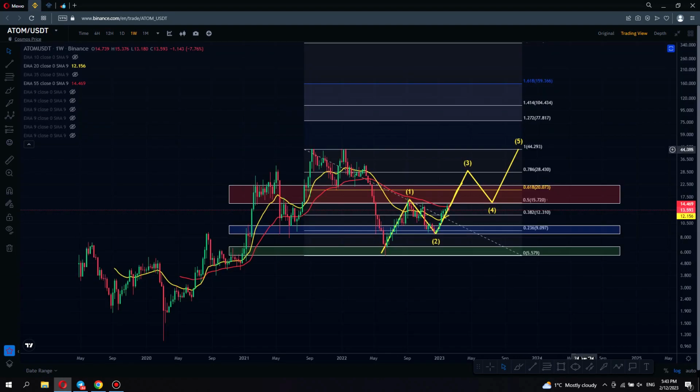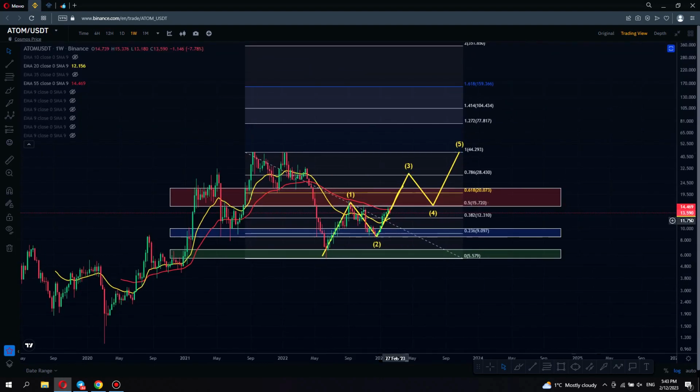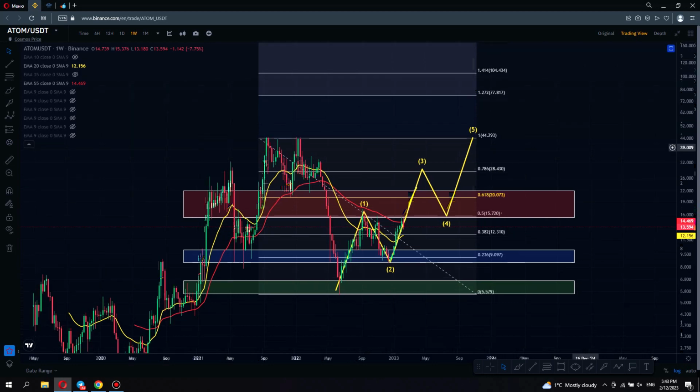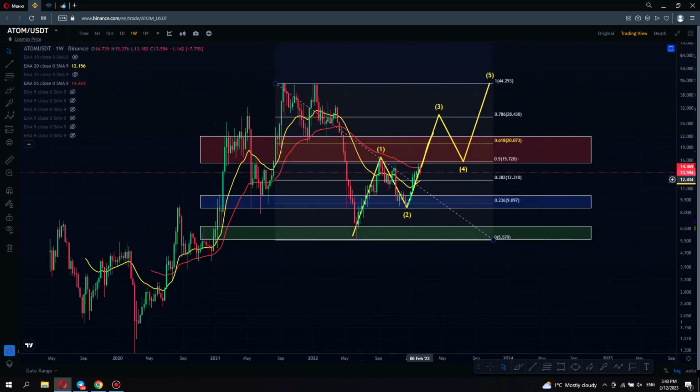I don't want to drag this video on for too long. Cosmos is doing healthy things. We're not overextended. Looking bullish for continuation. Hopefully we get the bullish cross on the weekly chart. We're above the 20 EMA. So let's hope for the best.